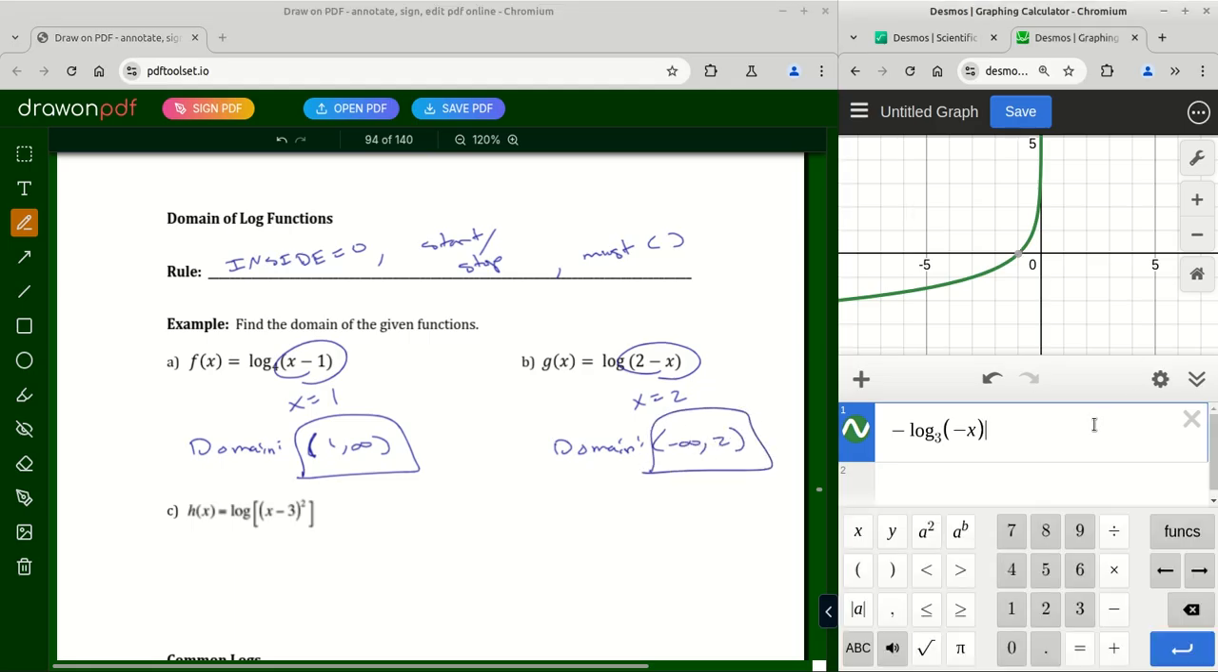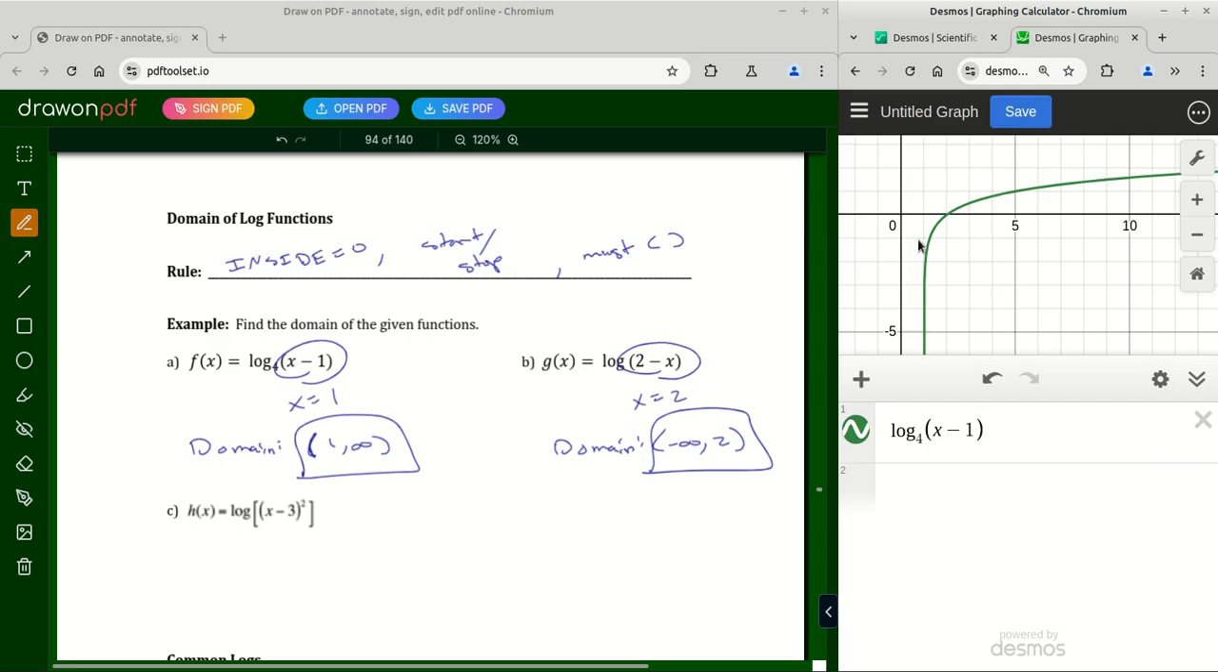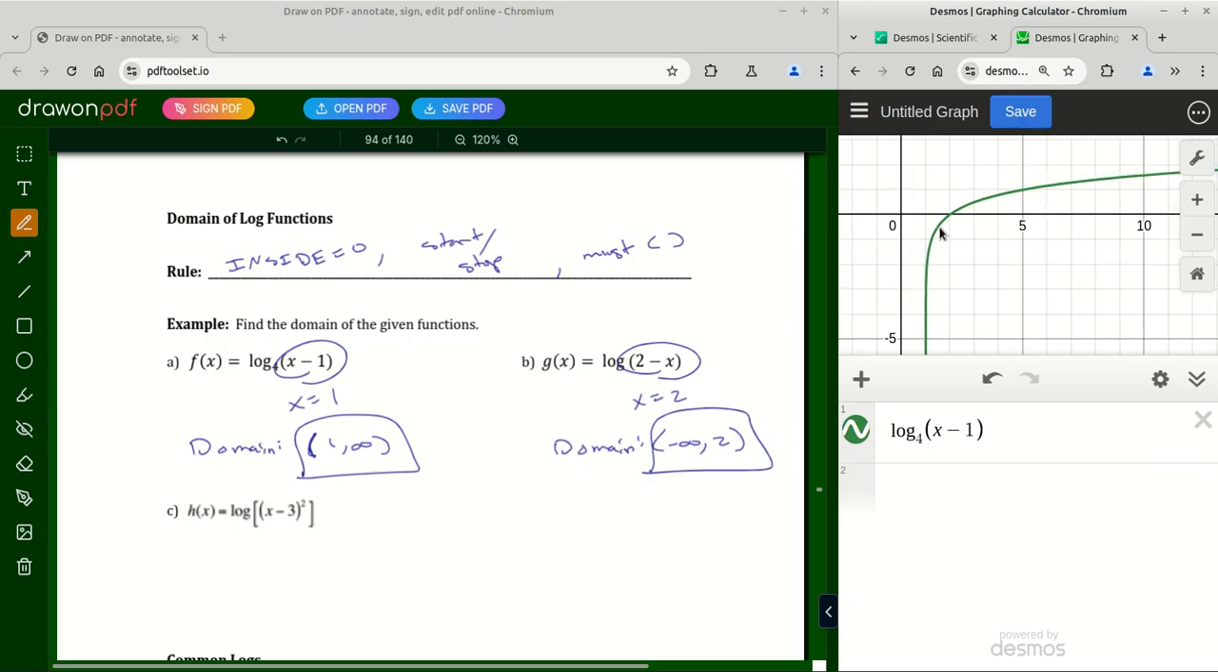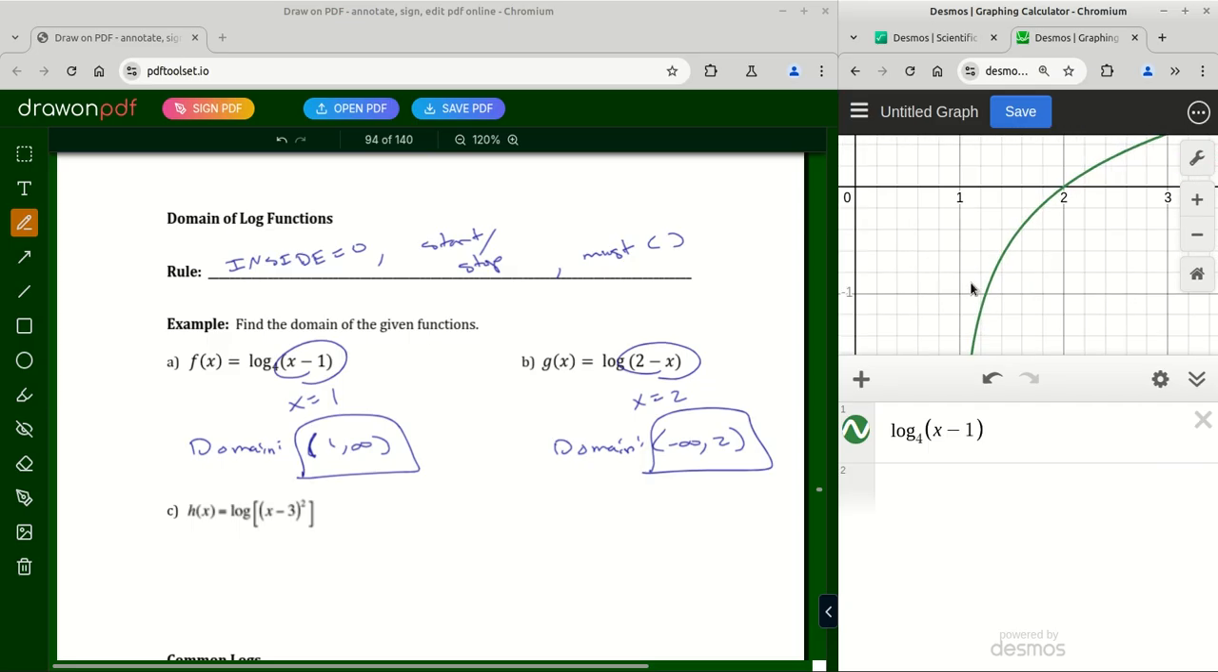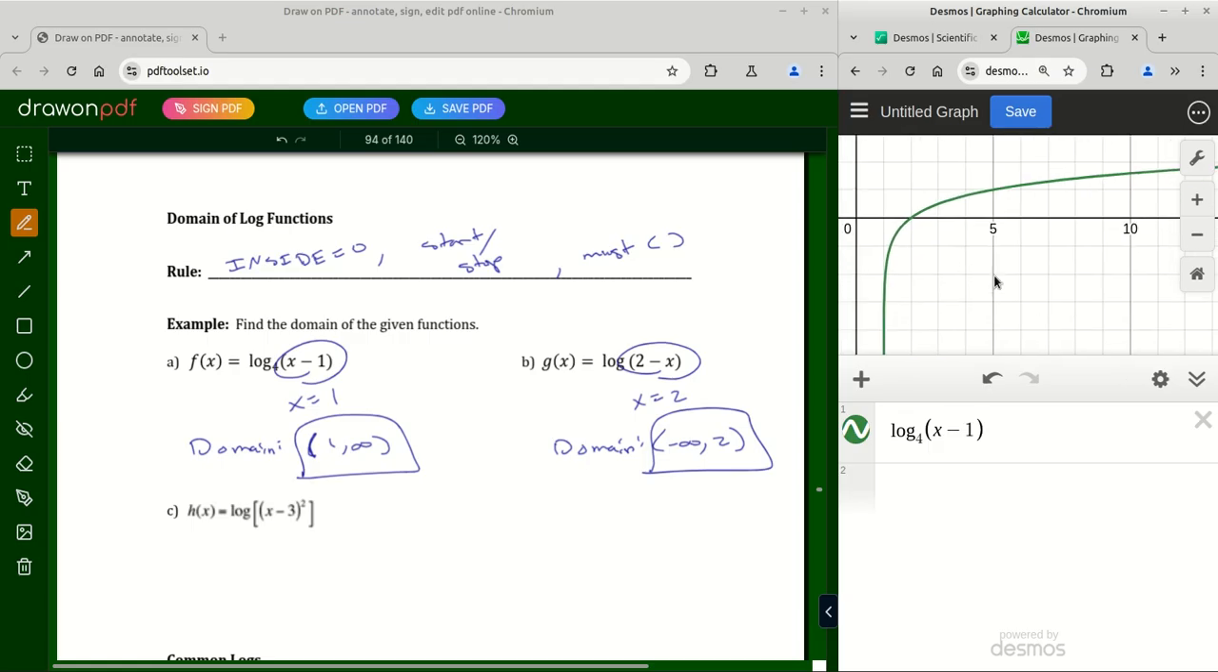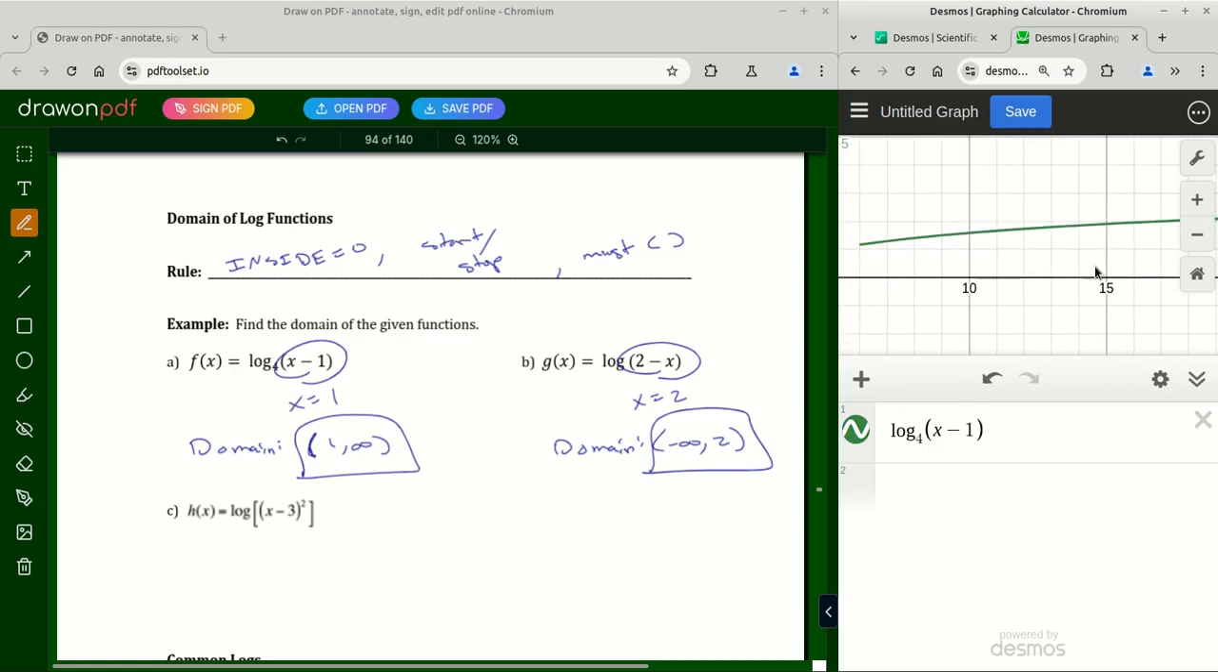I want to show you that you can prove this to yourself. Log base 4 of x minus 1. Notice that we're starting right here. I wonder what that number is right there. It's a 1. Oh, wow. And then we go on to infinity.